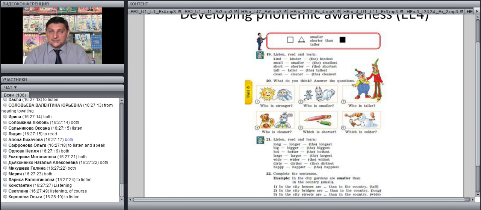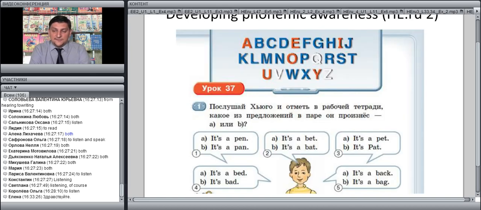So first of all, students need to understand it in speech, and then they read it, and only then they practice it. Another example is taken from the textbook HappyEnglish.ru for the second grade. We ask students to listen to the speaker and to mark in the workbook which of the phrases the speaker has just said. And the difference between these two phrases is, in most cases, one sound only. For example, it's a pen, it's a pan, it's a bat, it's a bat. This is how we can train phonemic awareness and how we can develop it.